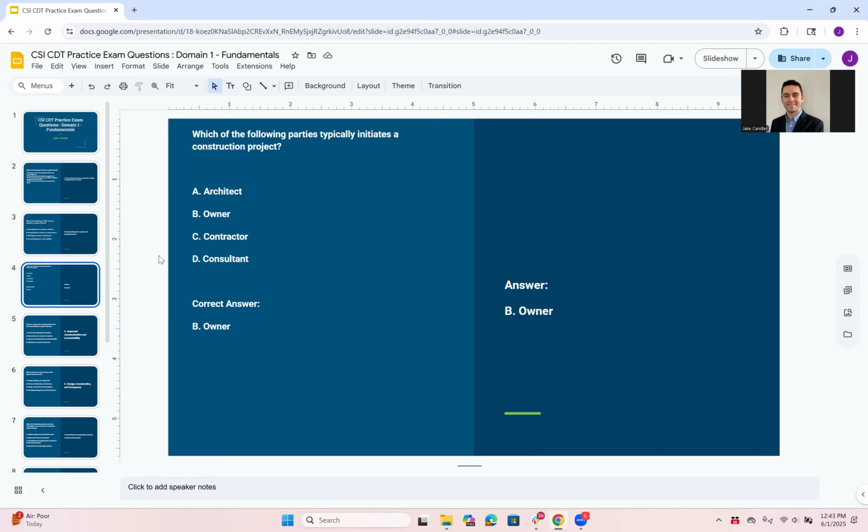Which of the following parties typically initiates a construction project? Now, it depends on what perspective you're looking at, but typically it would be the owner of the facility or somebody who has the capital to start the project. In this case, it'd be the owner.